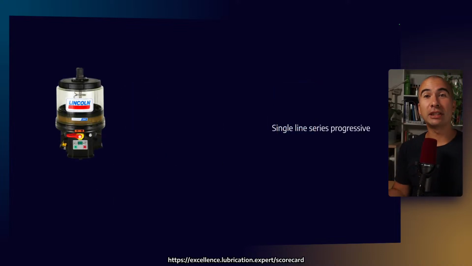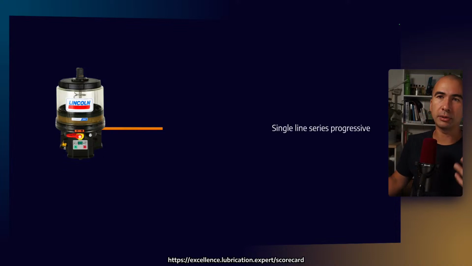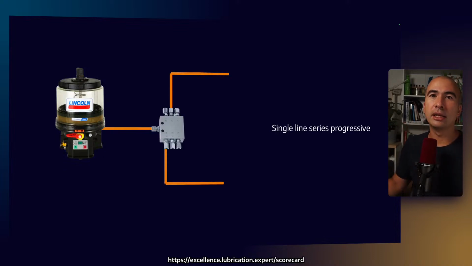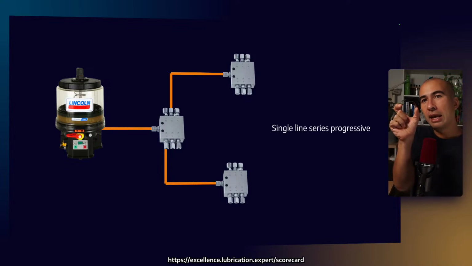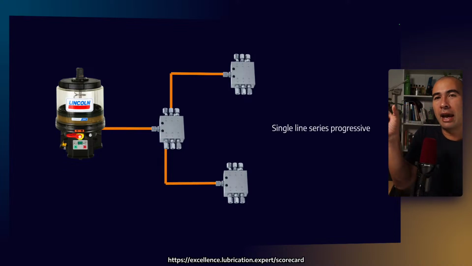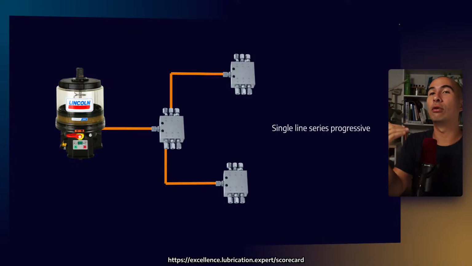And then we also have centralized grease systems. Let's say, for example, there are two major types that we'll have to talk through in MLA 1. There's single line series progressive. The easiest thing to remember these by is single line series. So what happens here is every single thing happens one after the other. It happens in series, 1, 2, 3, 4, 5, 6.